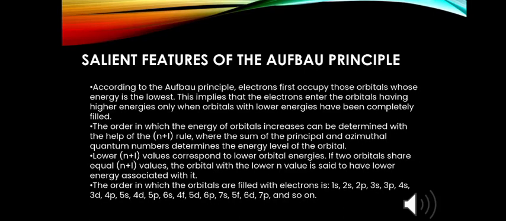After filling the 3d orbital, we fill 4p, then 5s, then 4d, then 5p, 6s. After that we fill 4f. After that we fill 5d, then 6p, 7s, 5f, 6d, 7p, and so on. So this is the order given for the filling of orbitals according to their energy levels. The lowest will be filled first, and after completely filling the lowest orbitals, we move to the next one having a higher energy.